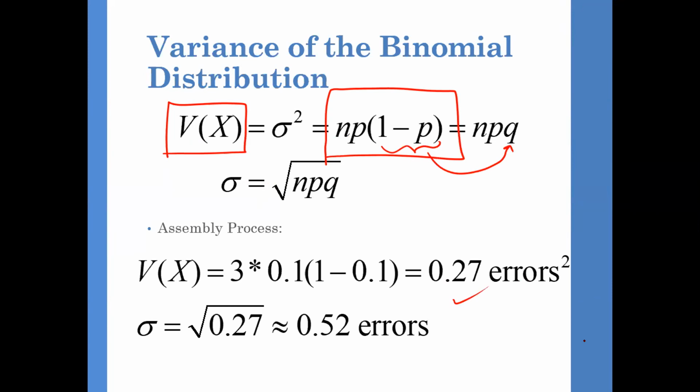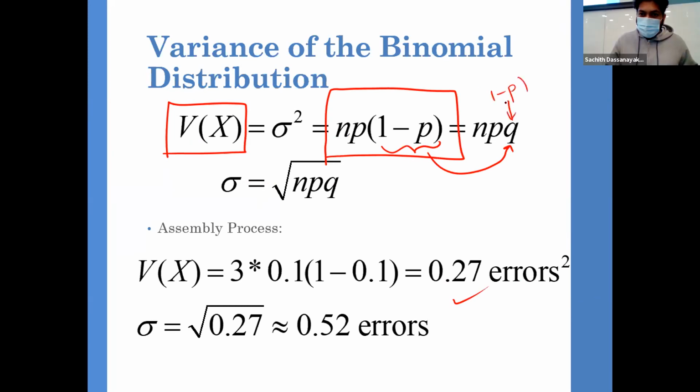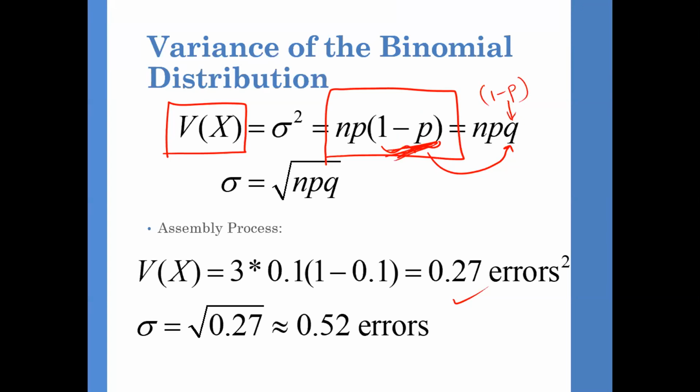Hello, sir. Yes. Here the Q represents the number of successes? It is 1 minus p. It is just a letter, a note. It is 1 minus p. We have just substituted it in. Yes, exactly.